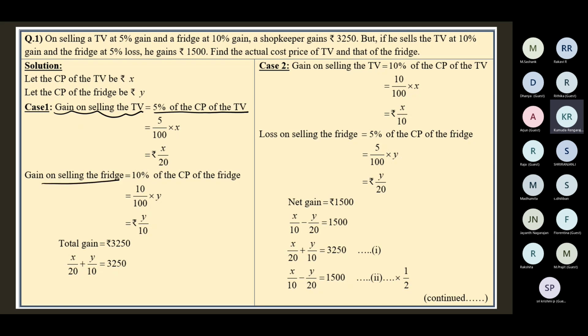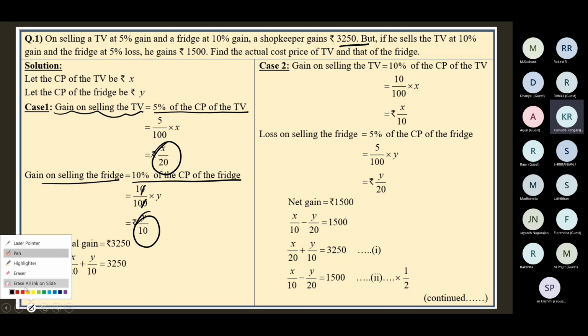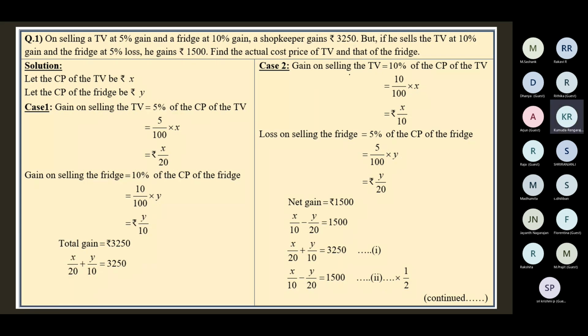Now gain on selling the fridge in the same way, 10% of the CP of the fridge. So when you cancel, you get Y by 10. Now the total gain is given. In the first case, total gain is 3250. So X by 20 plus Y by 10 is equal to 3250. In the second one again, the same way, gain and then loss. Loss will be Y by 20. Again, you'll have to simplify and cancel, and you get X by 10. Here 5 ones are 5, 20 times, so Y by 20. Now in the second transaction, net gain: X by 10 minus Y by 20 is equal to 1500.